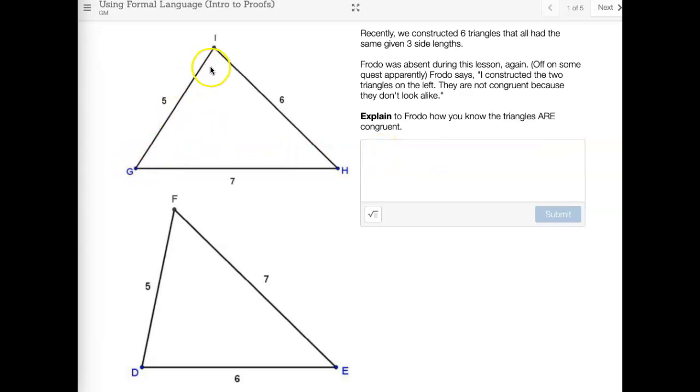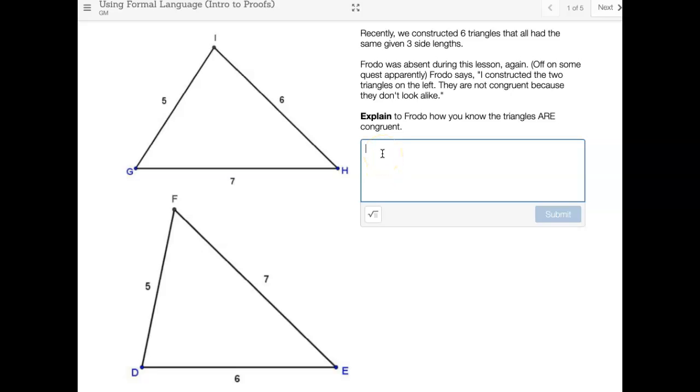Well, again, he said that they look different, so they're not congruent, but he's actually wrong because look at the side lengths. The top triangle has side lengths 5, 6, and 7, and the bottom triangle also has side lengths 5, 6, and 7. So that is definitely going to create 2 congruent triangles. That's one of the triangle congruence theorems we've looked at in the past. Again, if all 3 sides of one triangle are congruent to all 3 sides of another triangle, then the 2 triangles are congruent.